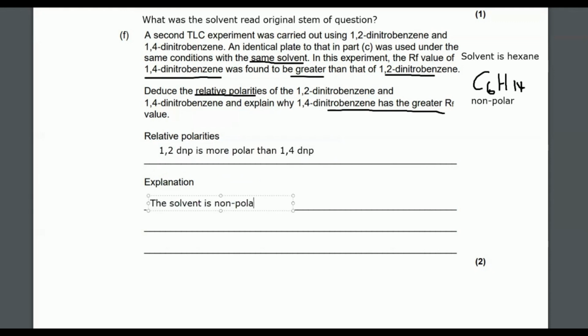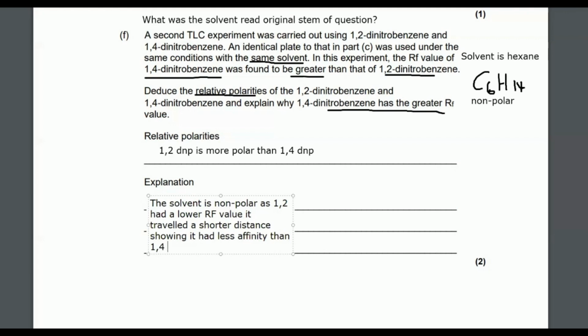non-polar. 1,2-dinitrobenzene must be more polar because it's moved less far up the plate. So the solvent, why am I putting DNP? It's dinitrobenzene. It's not dinitrophenol. Don't ask me why I put that. That's just dumb. Okay, so explanation here.